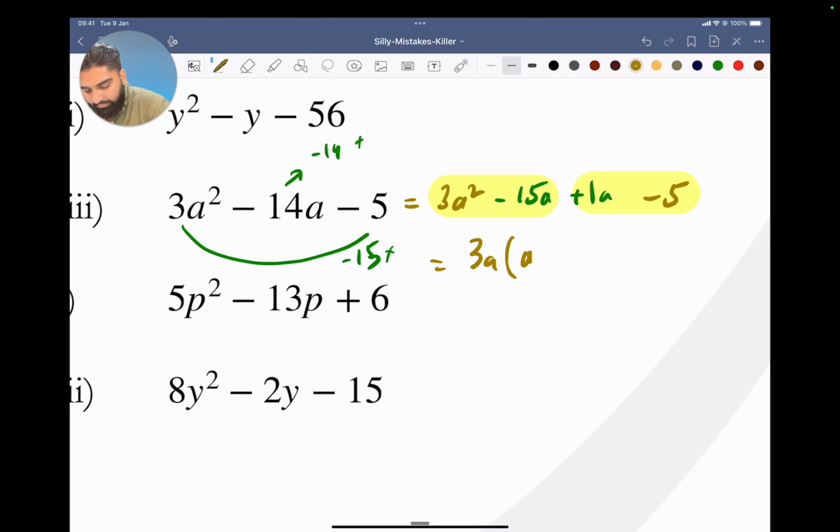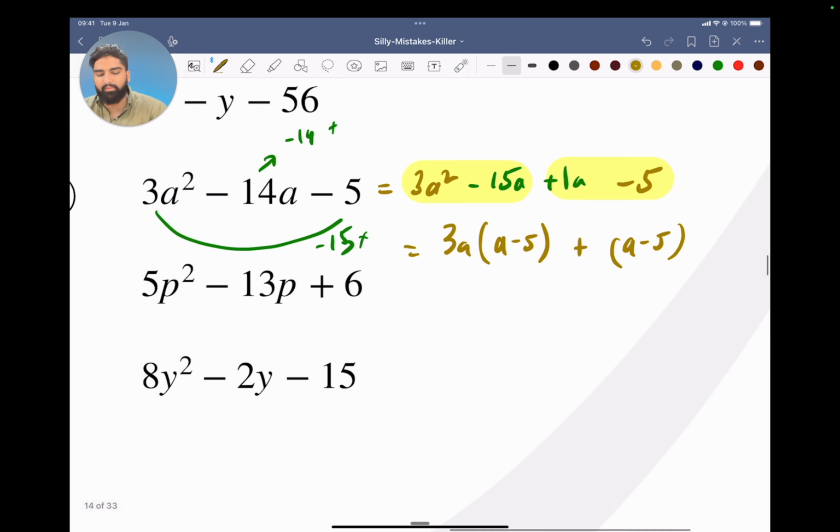And then what's left? You're left with an a minus 5. And then what's common in the next two? Now the next two have nothing in common, so I'm just going to write down a minus 5. That's it. And they only have like a 1 in common. Okay. Now I'm going to factorize the entire expression.